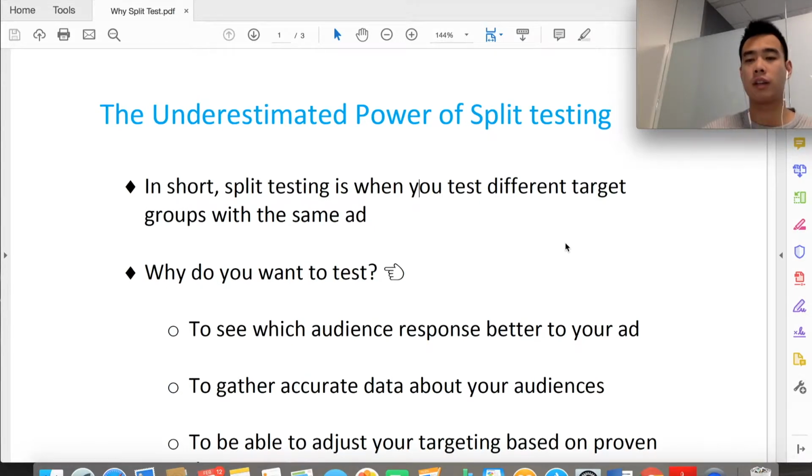And today, let's talk about split testing. So in general, or in summary, split testing is when you test different target groups with the same ad, or different ads with different target groups, or different ads with the same target groups. Sounds a little confusing, but I'm going to break it down for you.